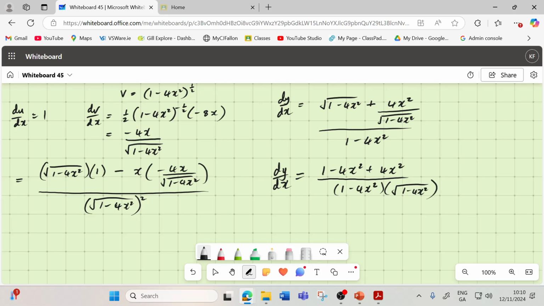Okay, so the top simplifies to 1 over the square root of 1 minus 4x squared, and with indices that is 1 minus 4x squared to the power of 1 plus half, which is 3 over 2, so the answer is 1 over (1 minus 4x squared) to the power of 3 over 2.